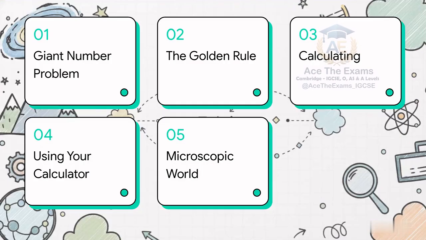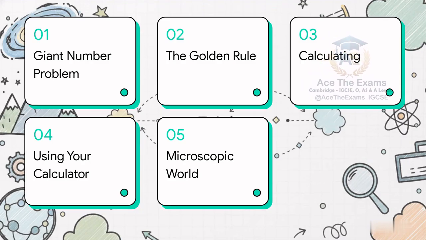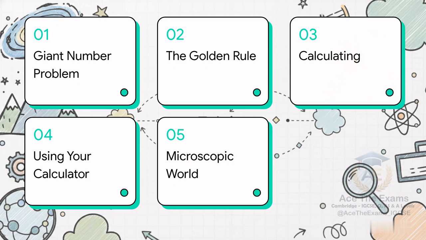Here is our strategic roadmap for today. First, we're going to unpack the giant number problem. Then we'll establish the golden rule. After that, we dive into calculating with standard form, followed by a crucial segment on using your calculator. And finally, we'll shrink things down to explore the microscopic world.